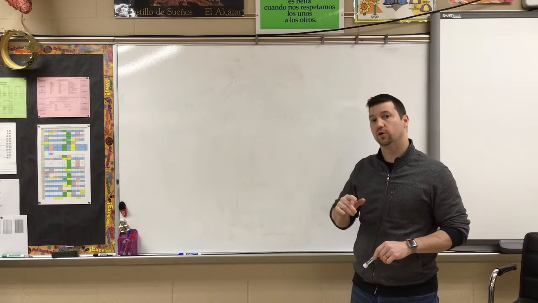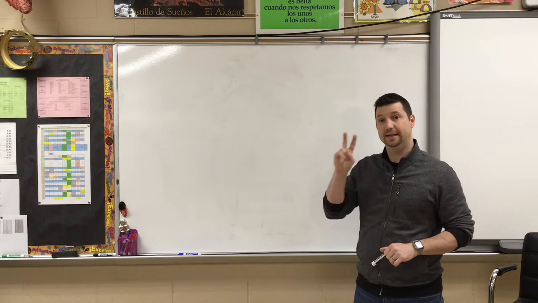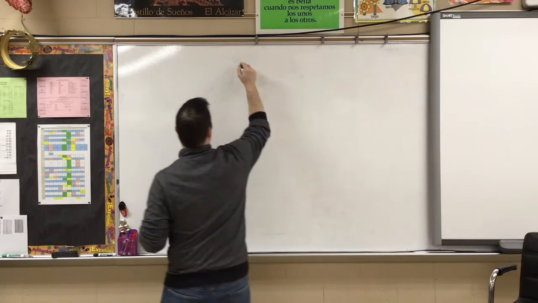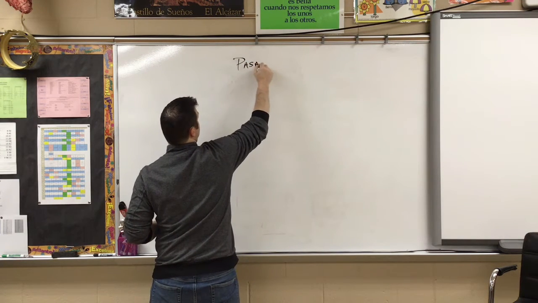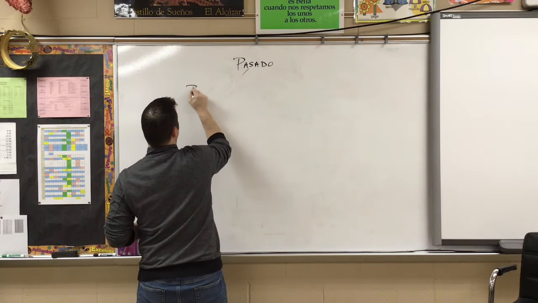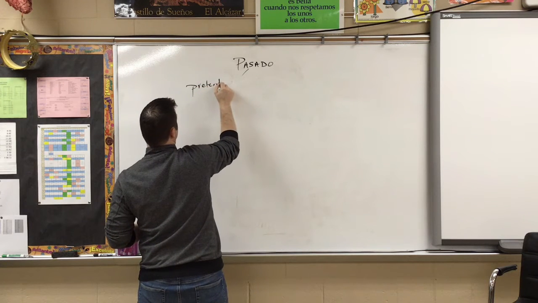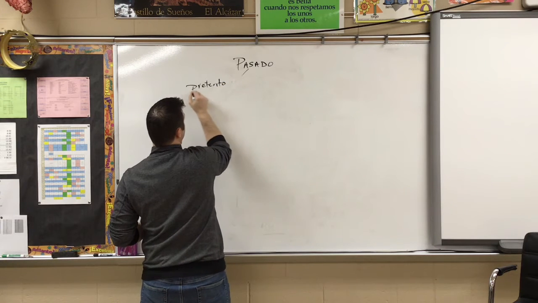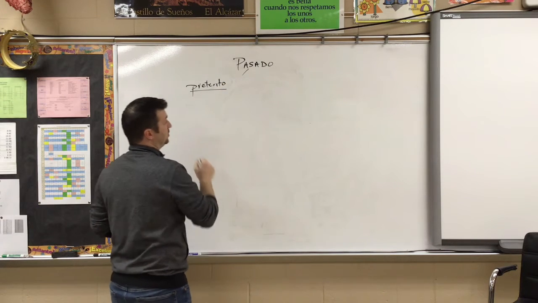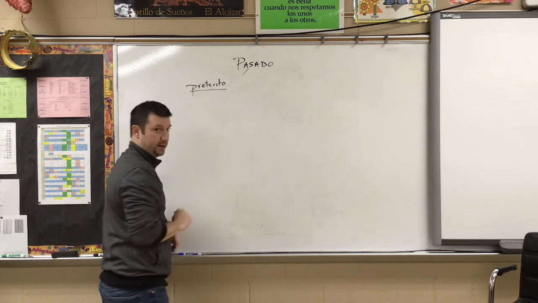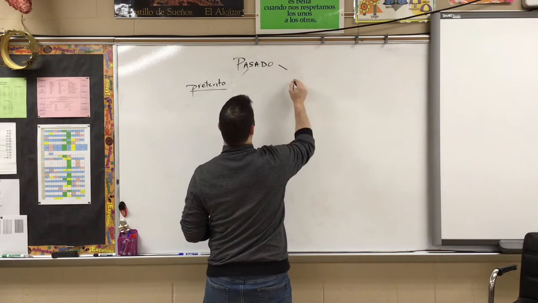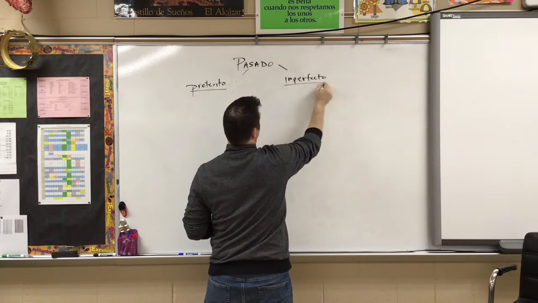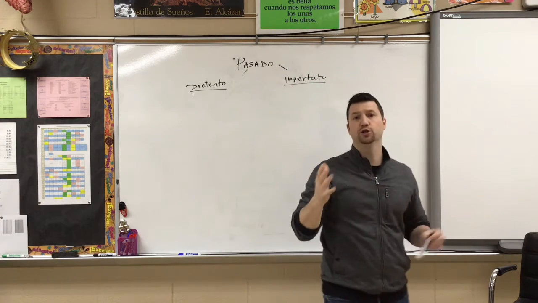Now, we are going to talk about the second past. So if I take the pasado, okay, and I've got the preterite, pretérito, okay, that is what you have learned already. What we're going to talk about is called the imperfecto. Okay, good news, bad news.